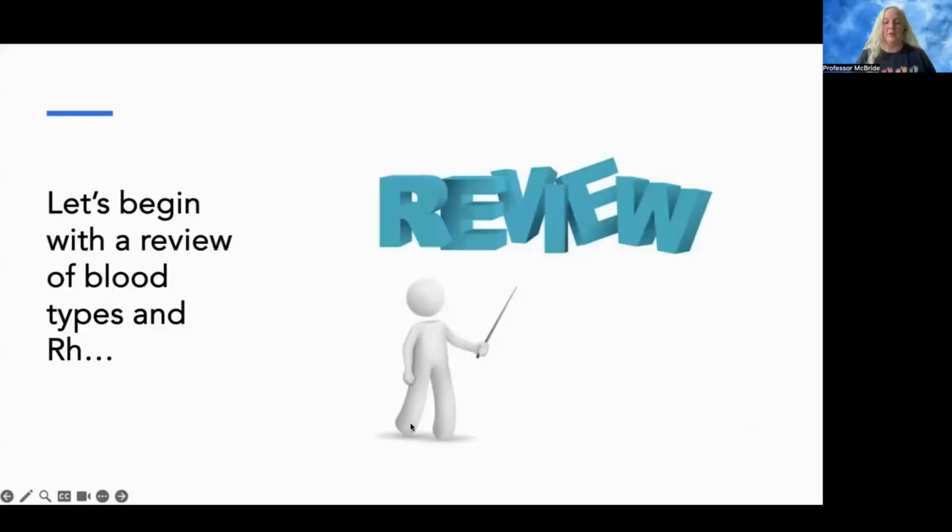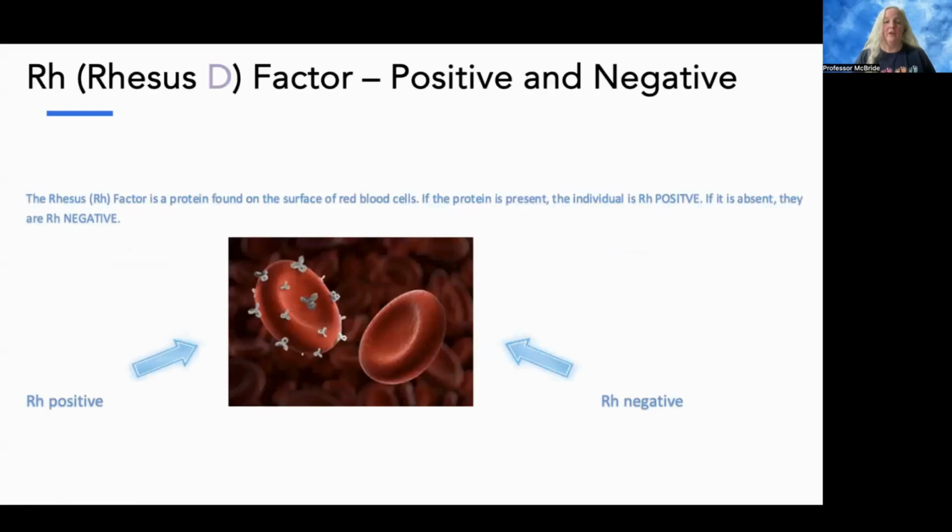So for today, we're going to start first by reviewing blood types and Rh so that we can better understand this when we talk about Rh incompatibility. So let's review. Rh is a protein that can be on the red blood cells. If this protein, or the Rhesus factor D, is on the red blood cells, it is considered Rh positive. If this protein is not found on the red blood cells, then this is considered Rh negative. For today, we're going to look at it as letter D.